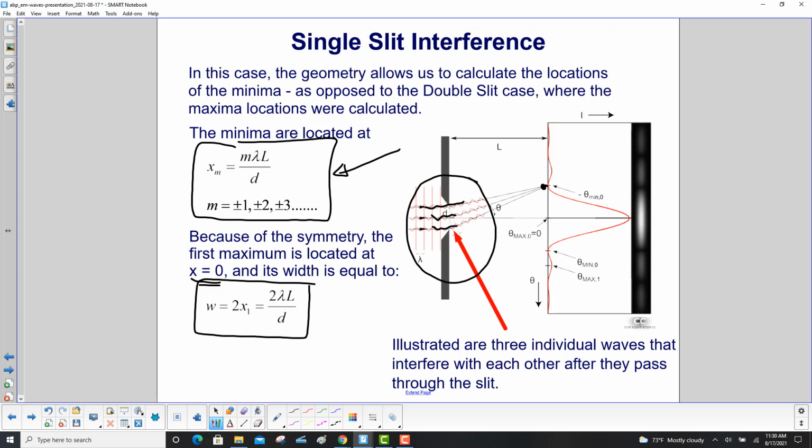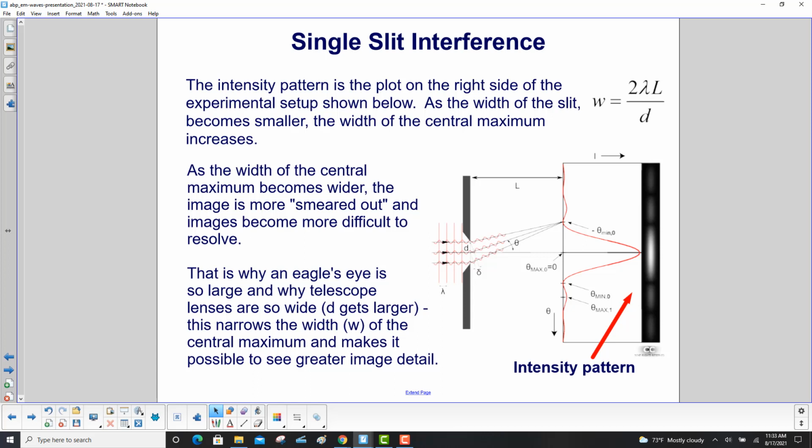And here's a graph of the intensity. You've got a very wide, intense maxima. See the brightness there? And then you have other maxima, and look how the intensity falls off quite sharply. It gets very dim as you get farther away from the central maximum. The intensity pattern is the plot on the right side of the experimental setup shown below. Here's the intensity pattern here. We talked a little about that on the previous slide.